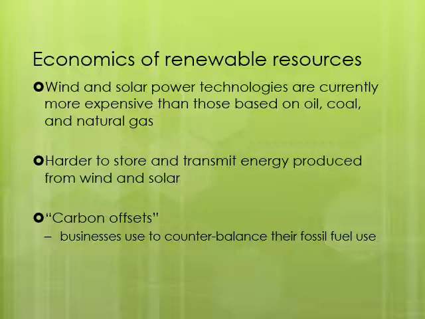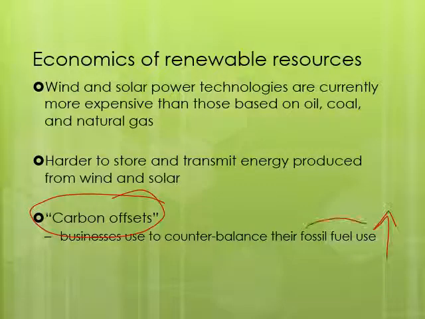Okay. And you might have heard of something called carbon offsets, and it's kind of the same idea of being carbon neutral, essentially, and it's that you try to counterbalance your fossil use. So you will do something to counterbalance how much fossil fuels you're using. So you might plant a bunch of trees to help out with absorbing some of that excess carbon dioxide that you're producing by using more fossil fuels.